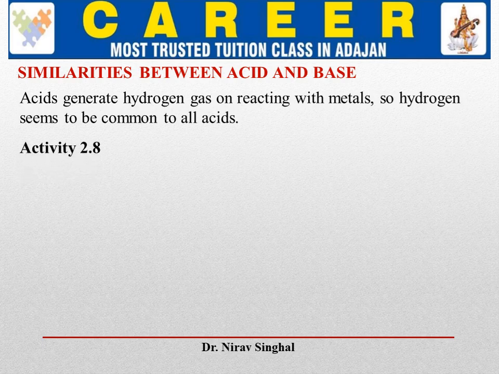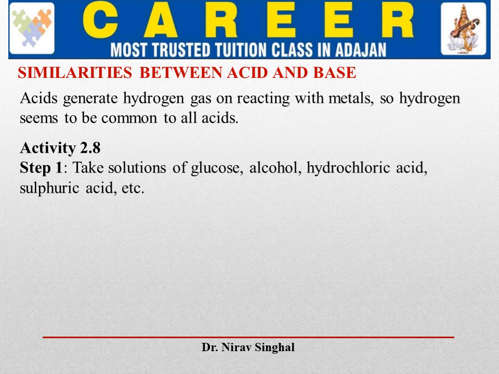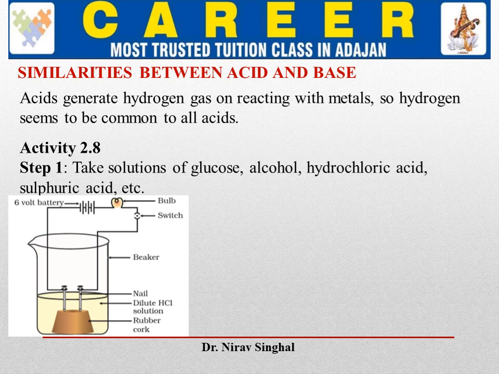Now go to Activity 2.8 provided in your NCERT textbook. Take the solutions of glucose, alcohol, hydrochloric acid and sulfuric acid etc. in your test tube. Now, as you can see in the diagram, in a beaker take hydrochloric acid solution. At the bottom of the beaker, keep one rubber cork. On that rubber cork, place two iron nails.